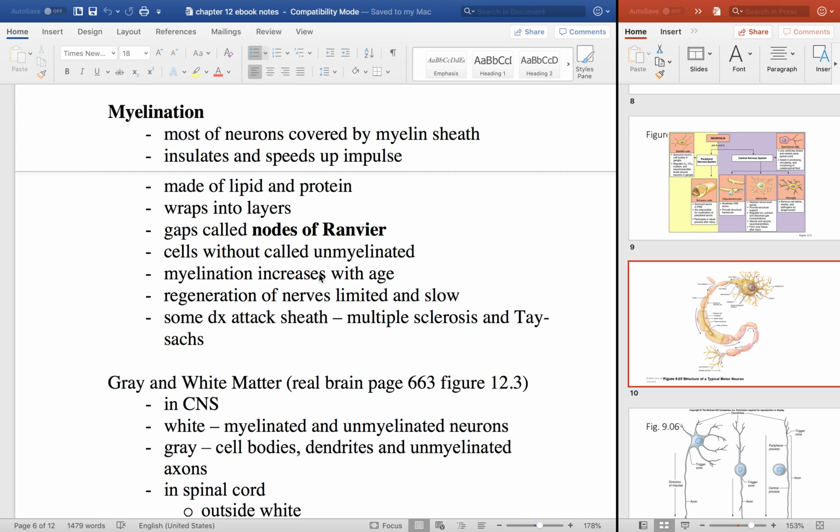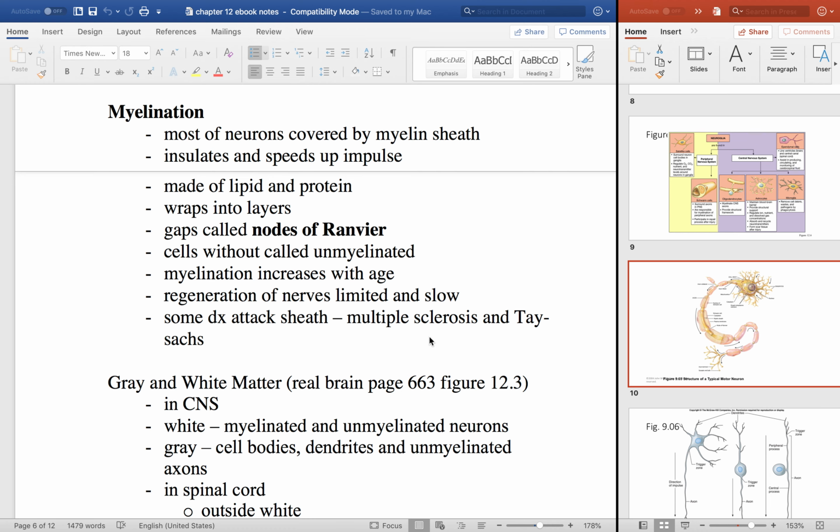actually means that there's multiple scarring on the myelin sheaths, and then Tay-Sachs. Tay-Sachs is a disorder of infants. It runs in the Jewish race. It's a homozygous recessive trait, and the children usually don't live past 3 to 5 years of age. It's very devastating because they seem to develop normally at first and then they start to regress as their neurological myelin sheaths start to wear away.